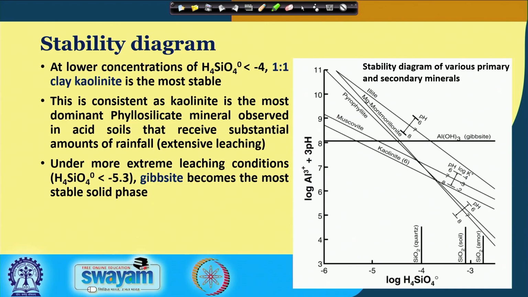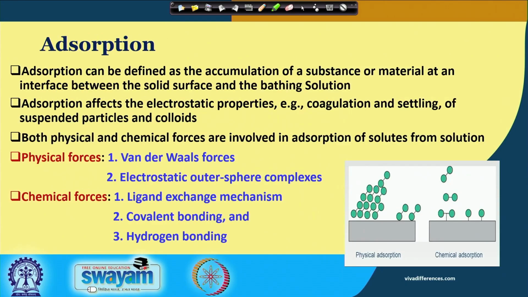different stages of weathering. Whether it is an advanced level of weathering, when there is extensive leaching, we will see kaolinite. In the earlier stages of weathering, we will see illite, and in the intermediate stages of weathering, we will see montmorillonite. Now, we will go to adsorption.